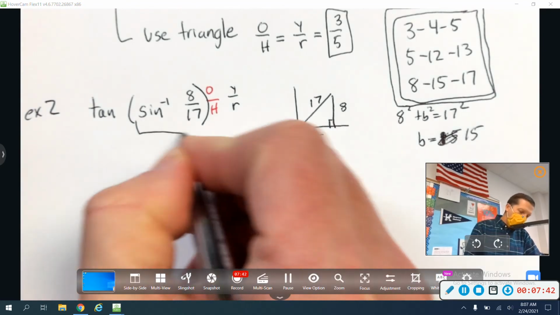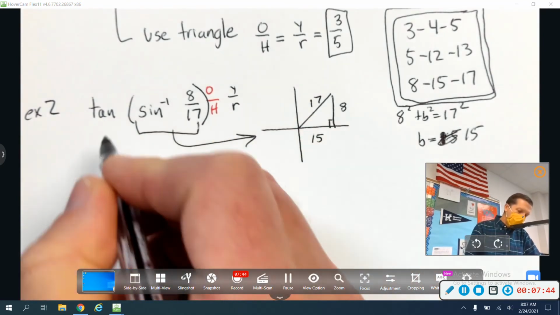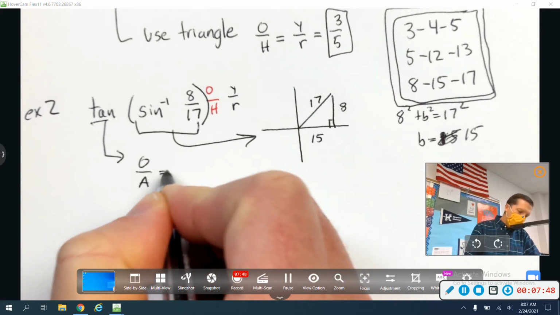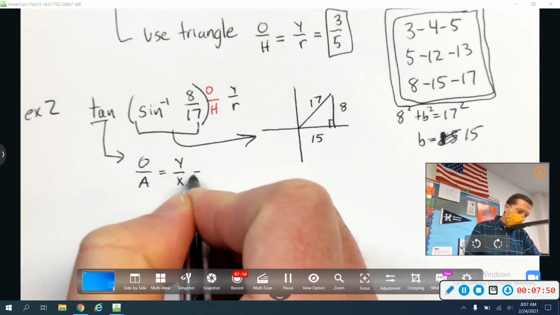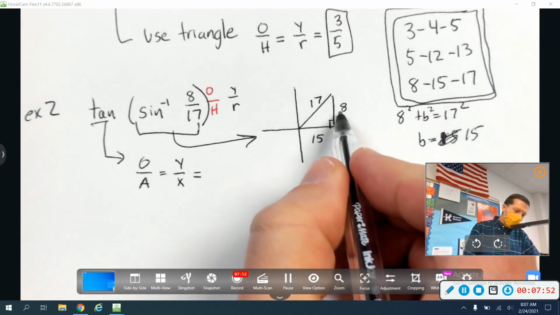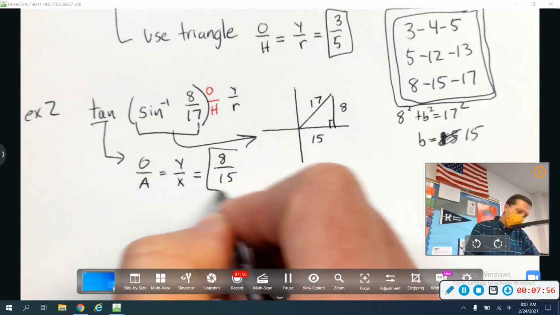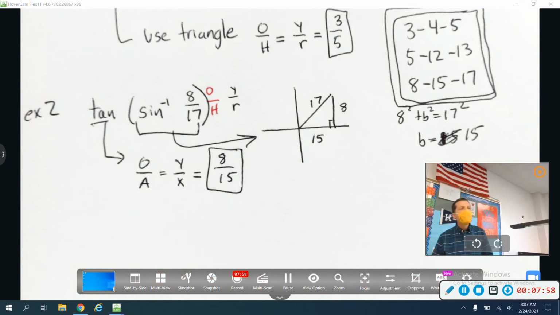All right, so inside stuff we use to draw the triangle. Tangent, we'll use the triangle. Opposite over adjacent, or y over x. So y is 8, x is 15, so 8/15. Inside stuff, draw the triangle. Outside stuff, use the triangle.